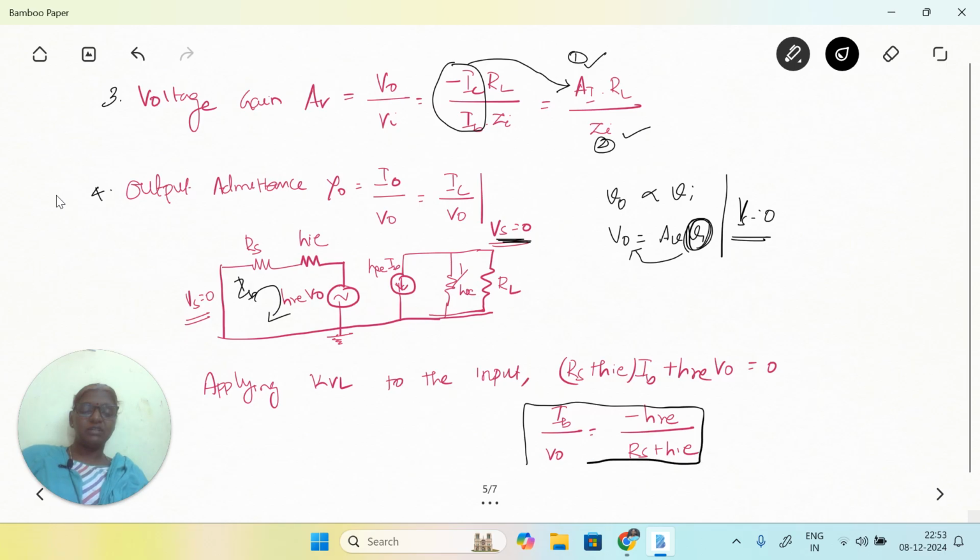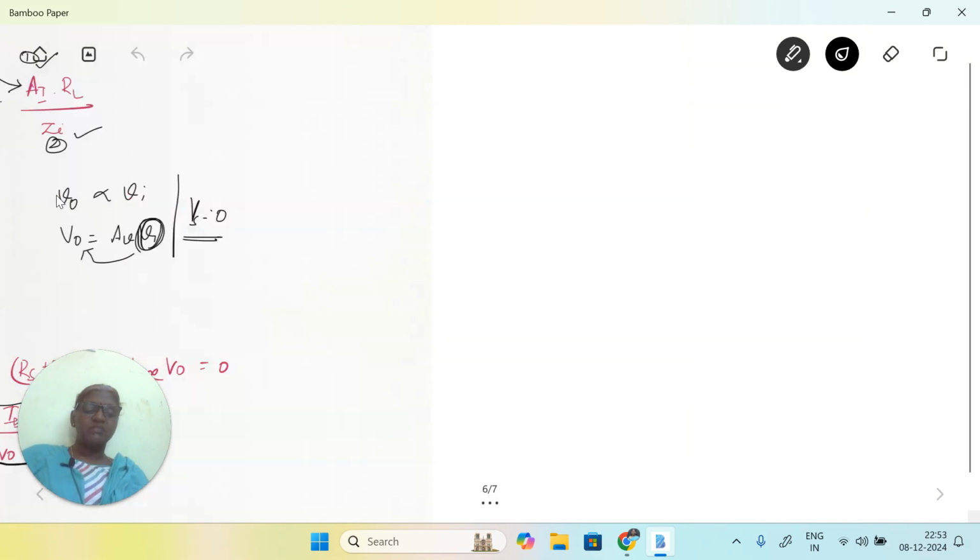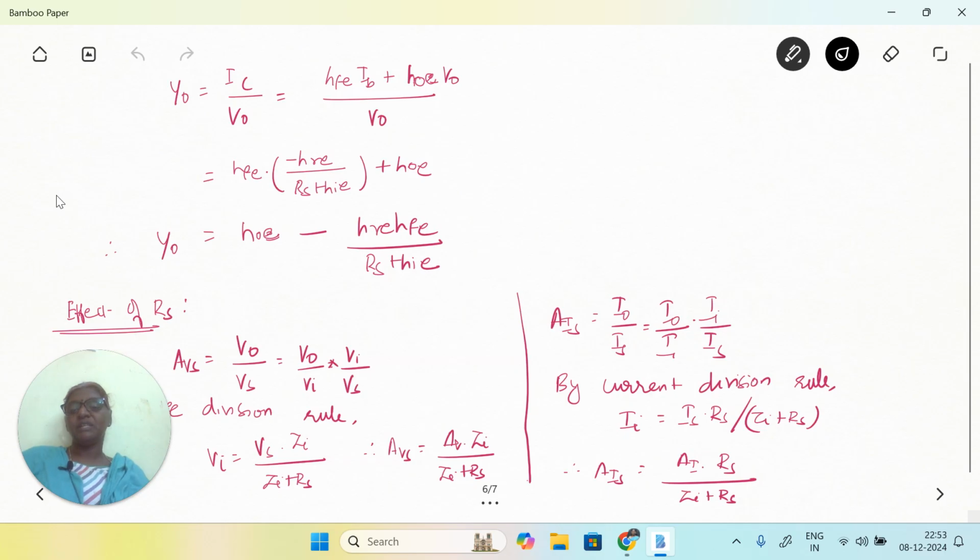So this is one important equation to find the value of output impedance. We know that Y naught, the output admittance, is IC by V naught, and this is the current equation, the second equation of the H parameter. The second equation of the H parameter gives the IC value. IC is equal to HFE IB plus H naught E into V naught, divided by V naught.